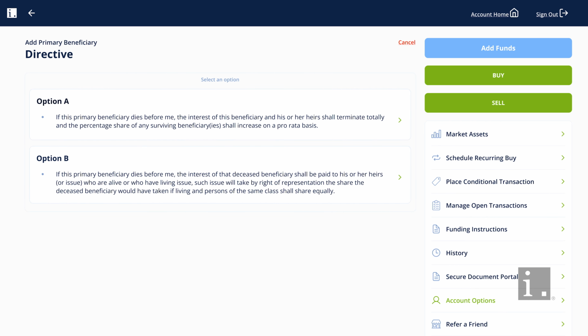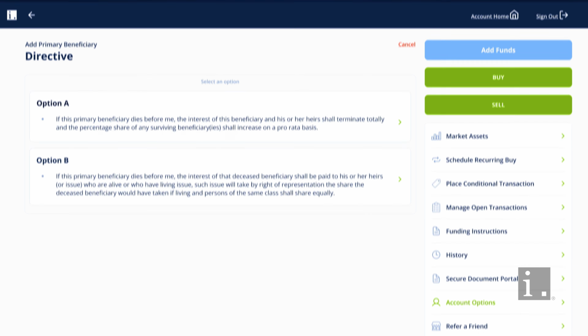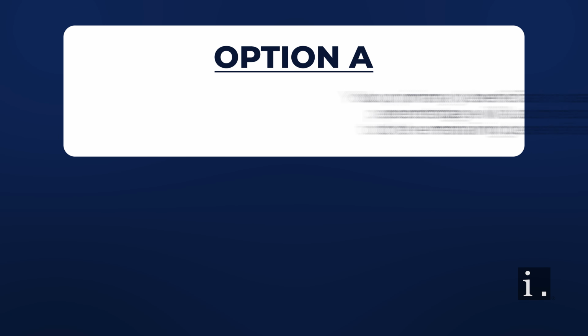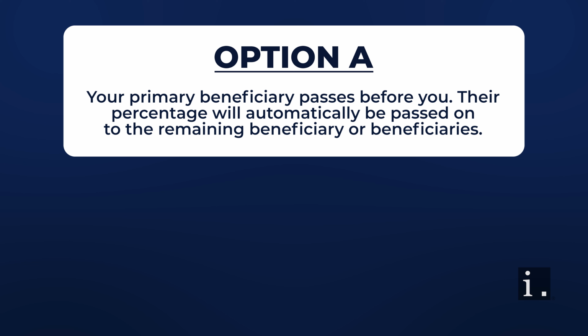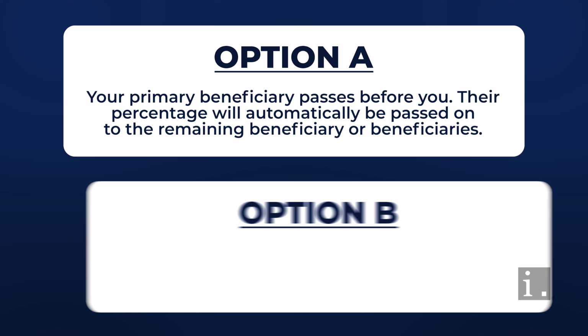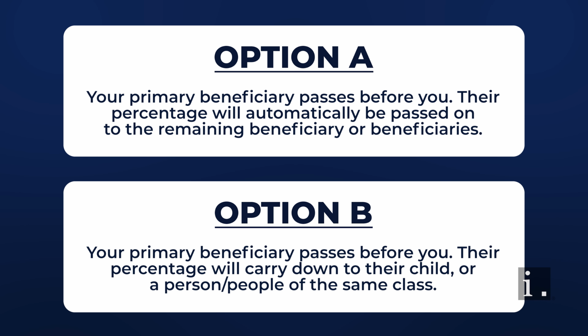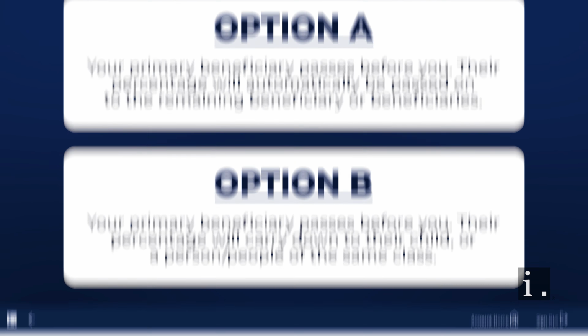In the Directive section, you must select one of two options. Option A, if your primary beneficiary passes before you, their percentage will automatically be passed on to the remaining beneficiary or beneficiaries. Option B, if your primary beneficiary passes before you, their percentage will carry down to their child or a person or people of the same class.